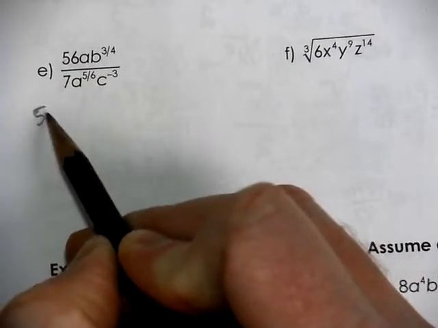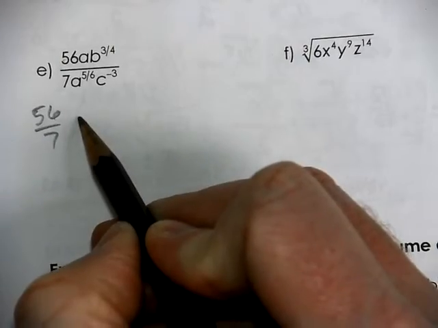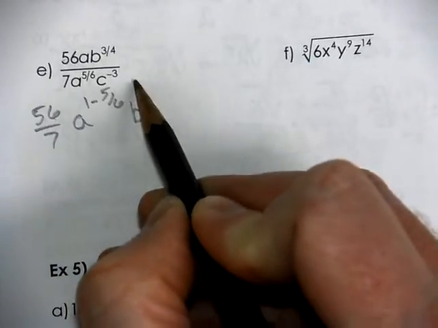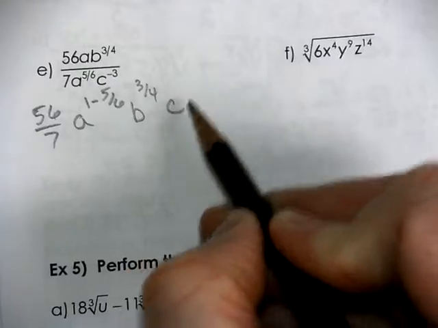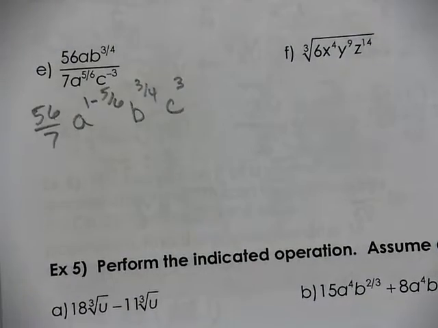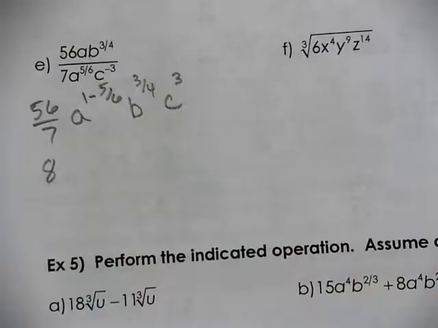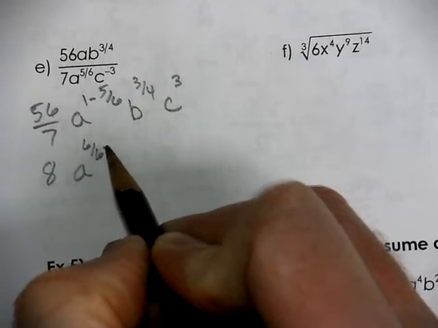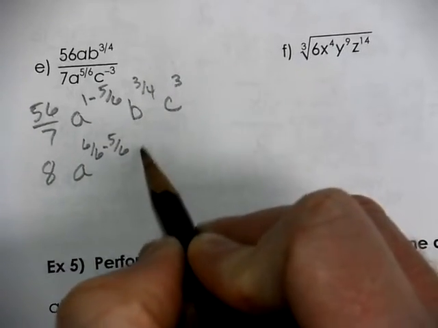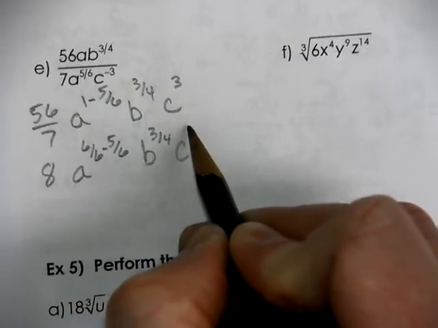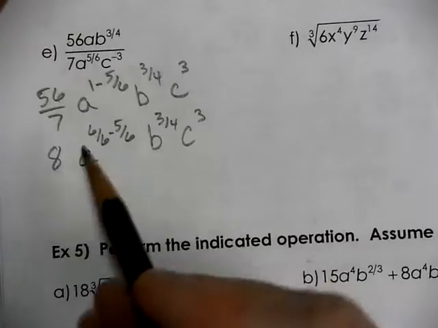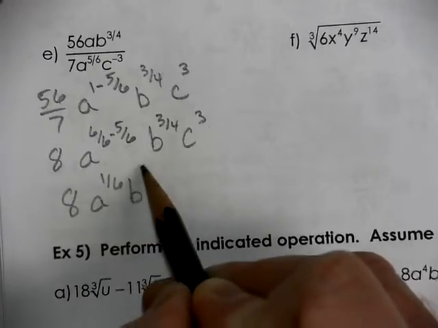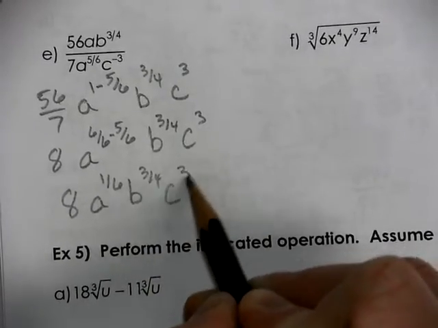So here we have 56 divided by 7. We have a to the 1 minus 5/6. We have b to the 3/4. And we're going to bring the c up to the top as a positive exponent. 56 divided by 7 is 8. 6 over 6 minus 5 over 6. So that's going to give us 8, a to the 1/6, b to the 3/4, and c to the 3rd.